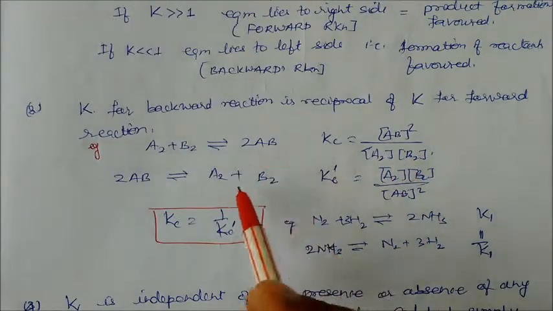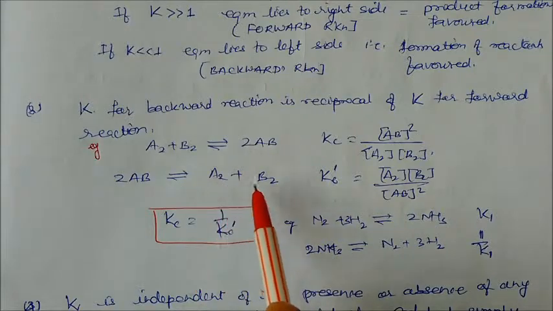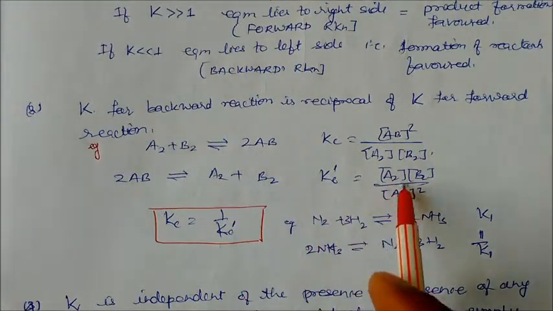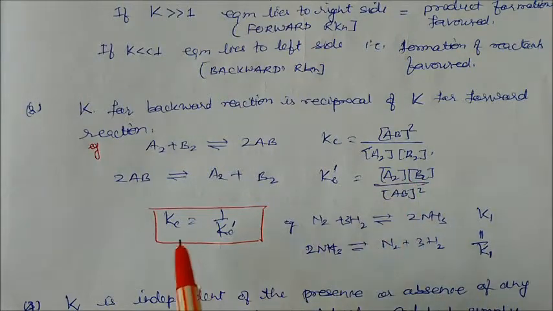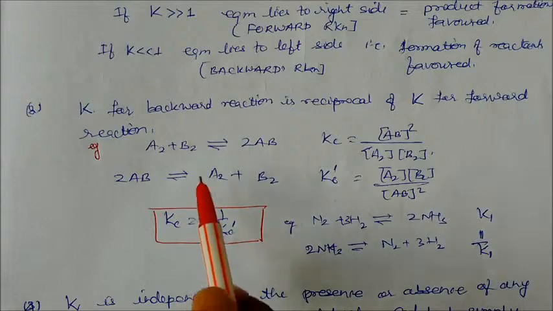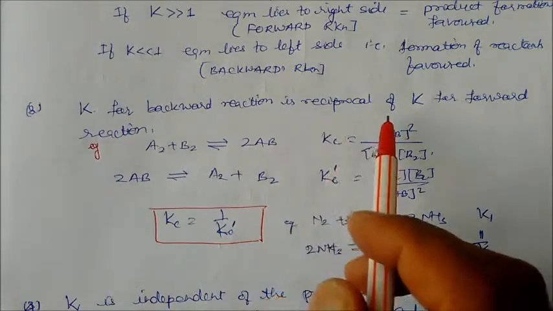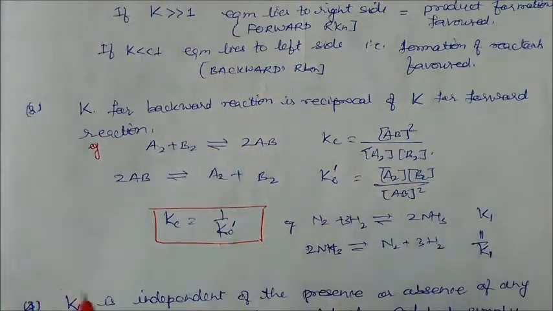Now just reverse this equation: 2AB reversible to A2 and B2. So write the new Kc for this reaction. If you see this reaction, it gives a new Kc, which is equal to 1 by the original Kc. So this is nothing but the reciprocal of Kc. So Kc for the backward reaction is nothing but the reciprocal of Kc for the forward reaction.